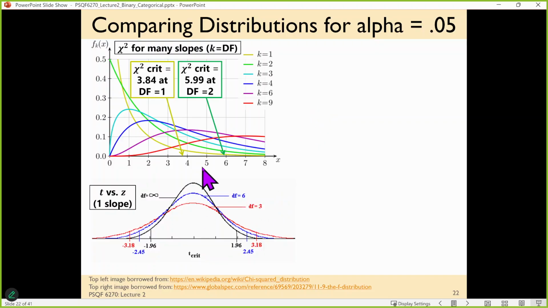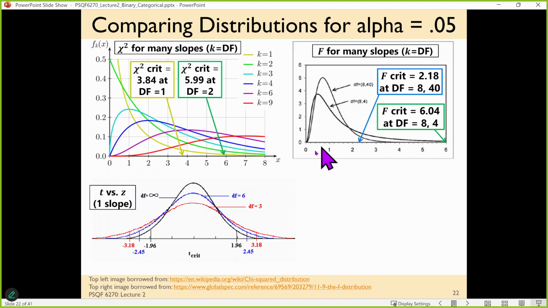Then we have a comparison of t versus z in terms of testing just one slope. And so z is the black line here. T distributions for smaller samples would be a lot flatter. There's more area on the end, and so the critical values have to shift out to get to where 0.05 starts. So we're used to dealing with t's, in which you need to know what your degrees of freedom are for the denominator, number of subjects minus number of parameters spent. We're not doing that anymore because we're just using z.